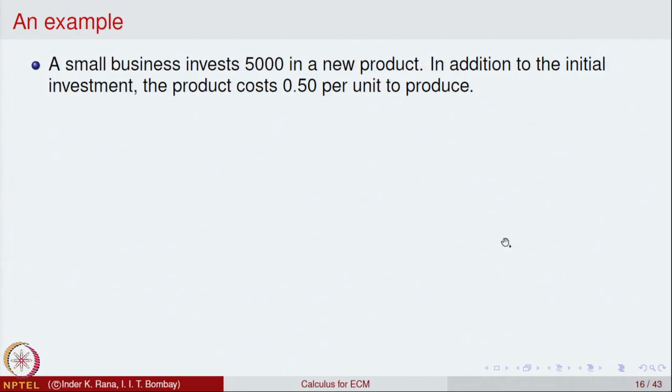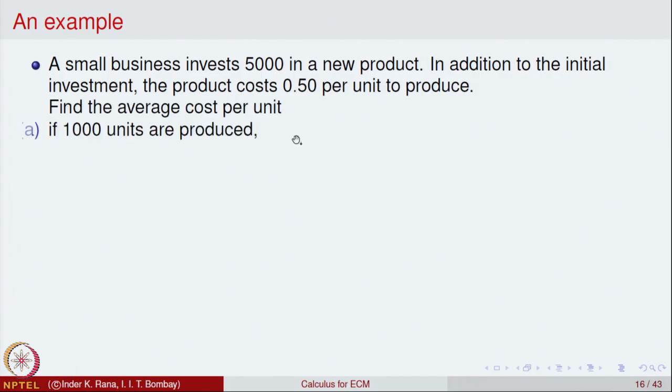Let us analyze a small business which invests rupees 5,000 in a new product. In addition to the initial investment, the product costs 0.50 per unit to produce. So, that is the cost per unit, so to produce each unit one has to invest 0.50. Okay. So, let us see what we are trying to do in this.